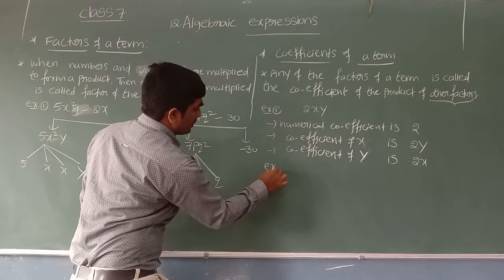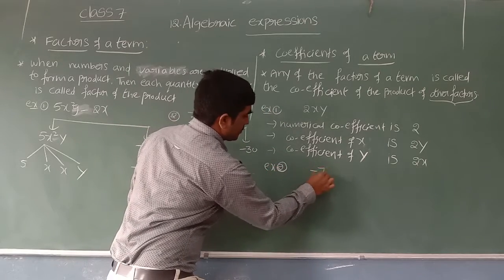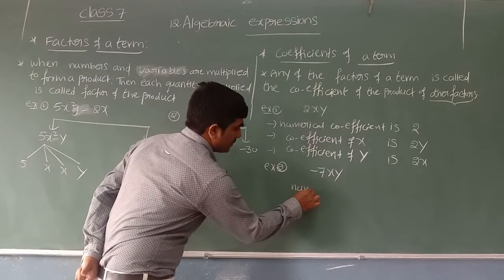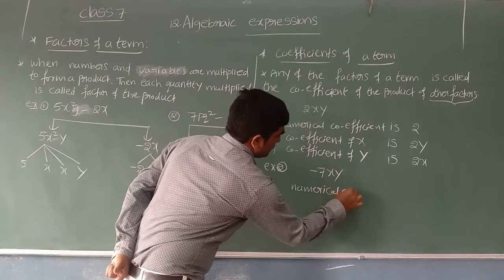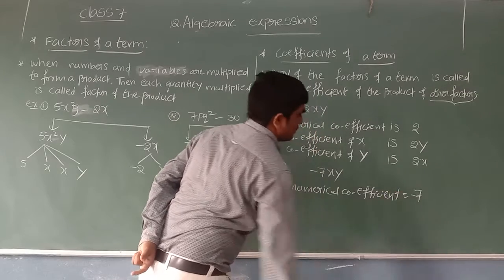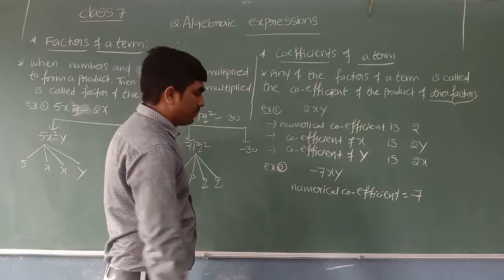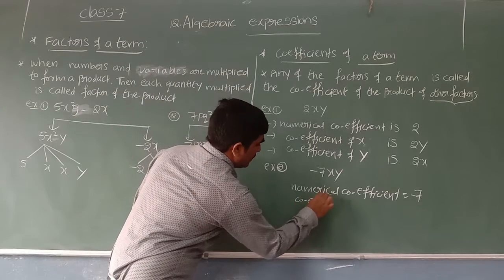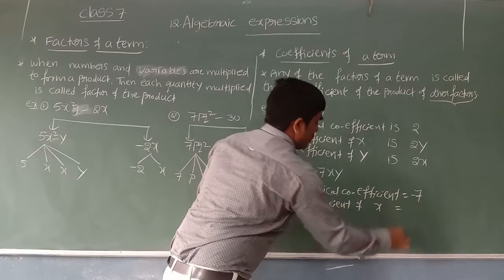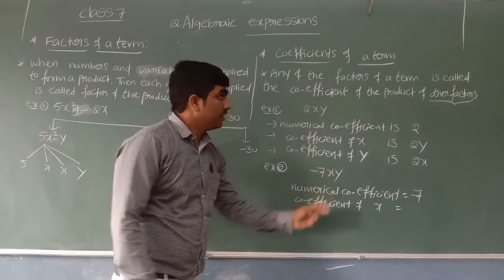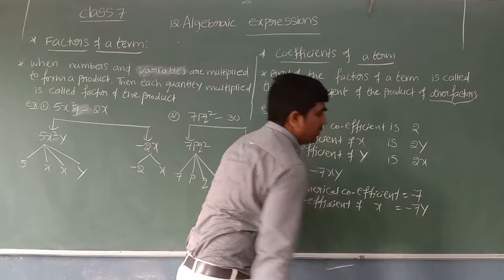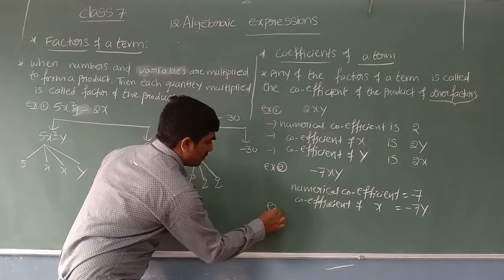Suppose let me take one more example here. If I have minus 7xy, now tell me what is the numerical coefficient. Here the numerical coefficient is called what, beta? Minus 7. The numerical coefficient is the number minus 7. Suppose if I ask you what the coefficient of x is. Coefficient of the factor is the product of other factors. Coefficient of x is other factors, what? Minus 7y. Right. Let me take one more example here.